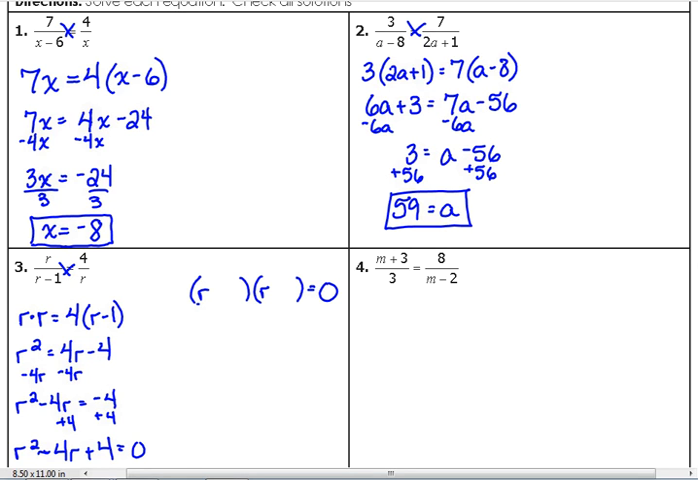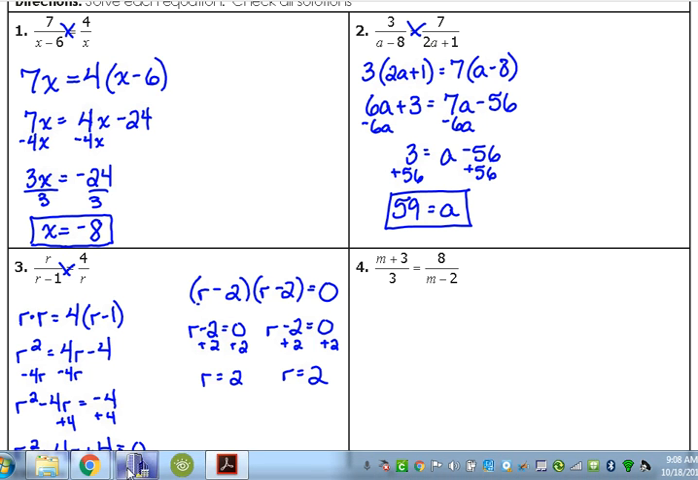Okay, r times r gives us r squared. What multiplies to give us 4 and adds to give us negative 4? Negative 2 and negative 2. Negative 2 times negative 2 equals positive 4. Negative 2 plus negative 2 is negative 4. So we get r minus 2 is equal to 0. So we add 2, and we get r equals 2. And r equals 2 again. So this is that repeated solution thing. This has multiplicity of 2.